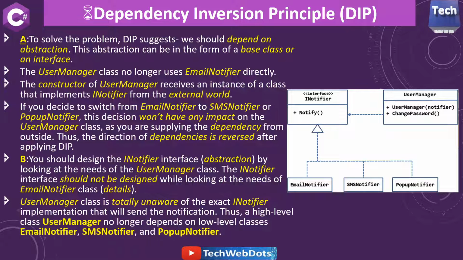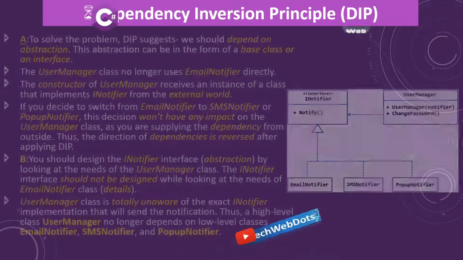Thus a high level class, which is user manager, no longer depends upon lower level classes, which are email notifier, SMS notifier, or pop-up notifier. I hope this is easy for you to understand, and now you understand the basic idea in detail, with an example, of how the dependency inversion principle works, right?